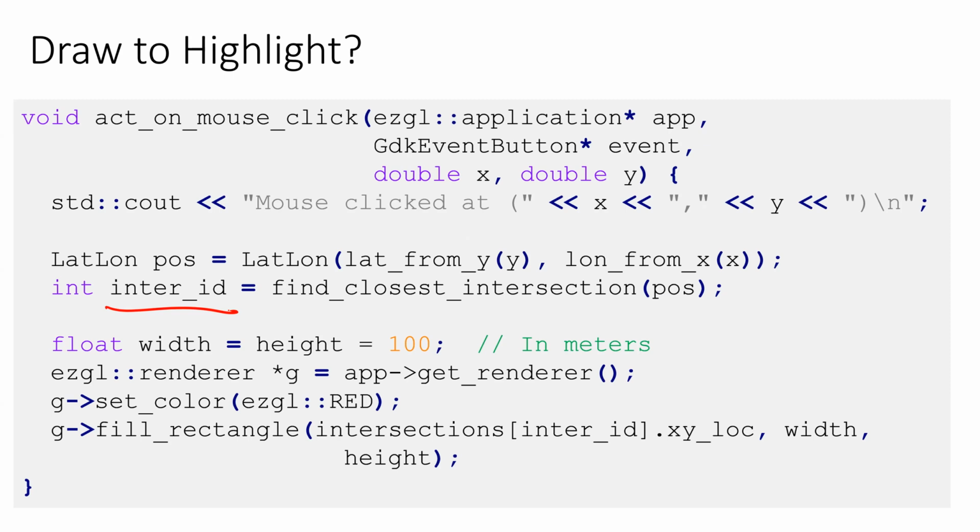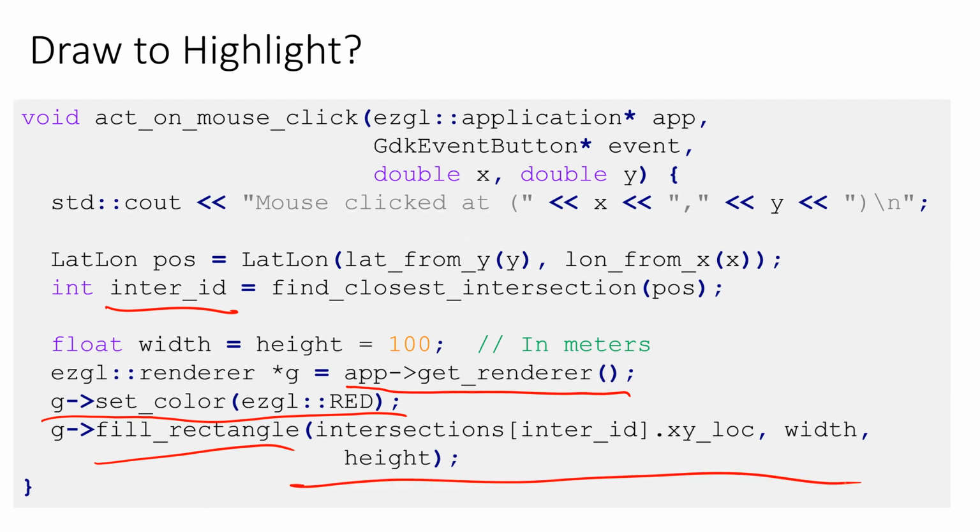I can just tell the ece2gl application to give me a renderer object. I was passed the ece2gl application pointer, so I can get at all of its methods. I ask it for a renderer pointer, and now I can do anything I want. I can set the color to red, and then use fill rectangle again to draw just this one intersection, but I'm drawing it in red. Does that make sense? So it should show up highlighted. Let me show you what that does.